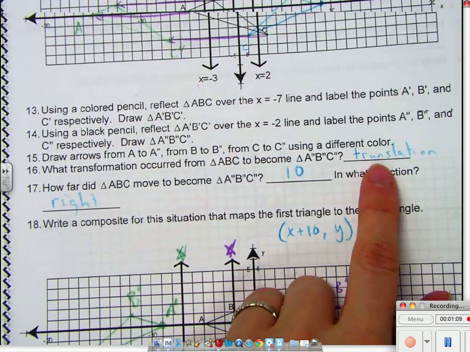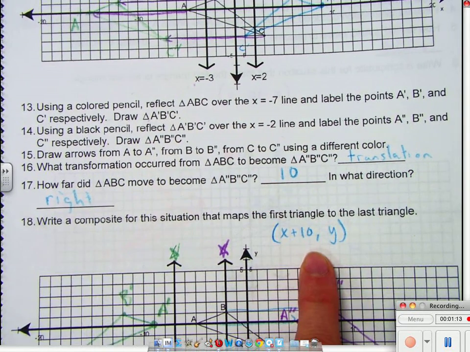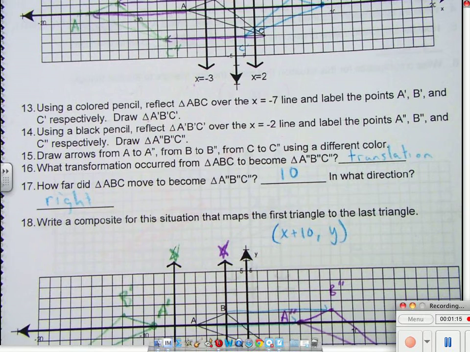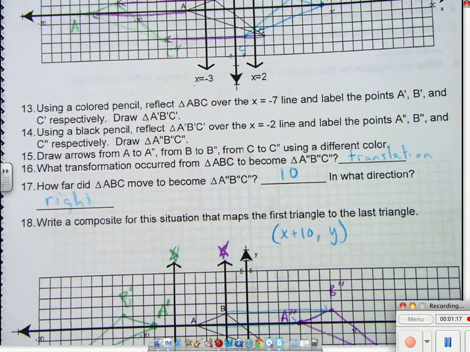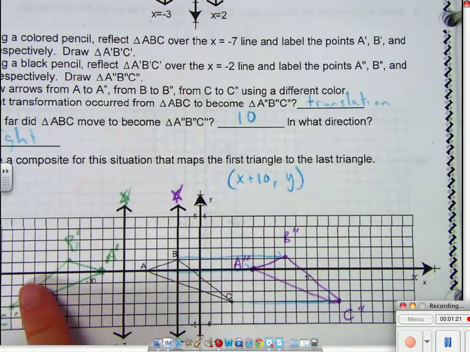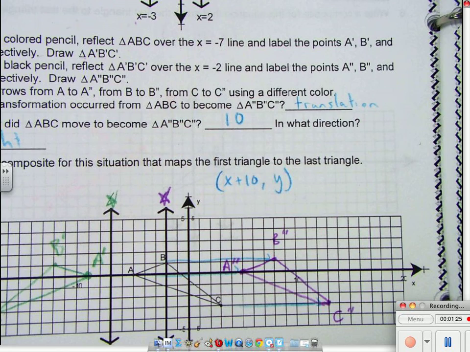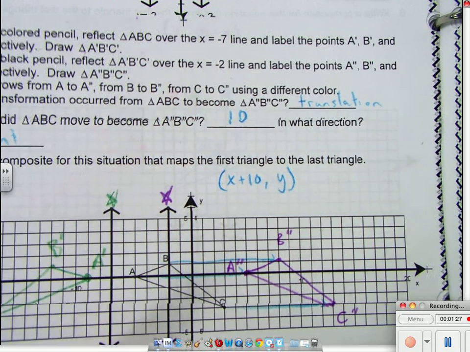Next, we have a translation of 10 units to the right. It's x plus 10, y. We reflected our first triangle over x equals -7, got the green triangle, then reflected it over x equals -2, got the purple. Okay?